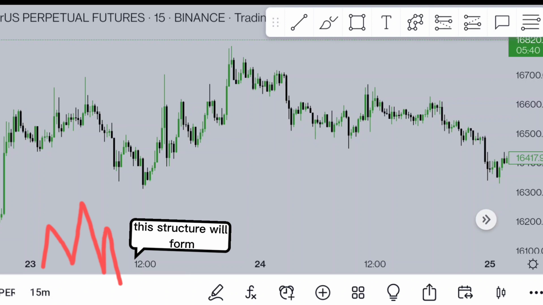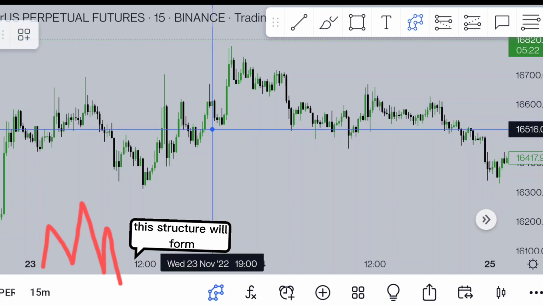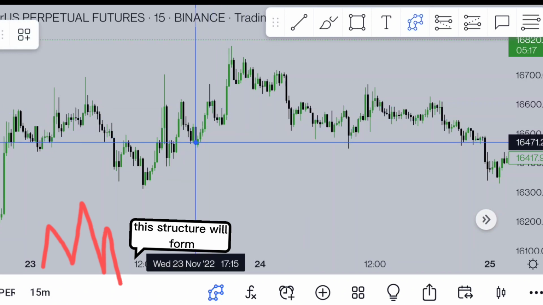So it depends on the type of trader you are. If you want to trade all day long, then you can trade the smaller structures, the smaller setups. But if you want to do a single trade per day, then you can wait for the bigger structure. Okay, so we will start from the smaller structure, and then we will see how there is a bigger structure there. Okay, so this is a bearish structure right now.